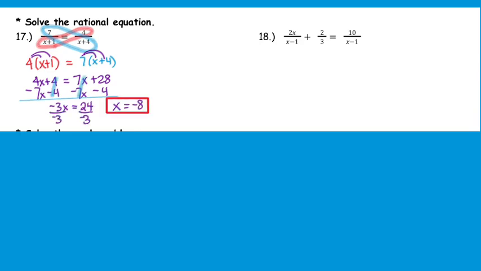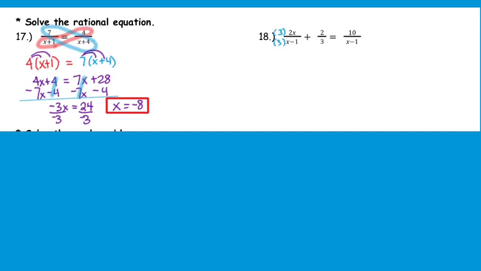And I'll get negative 8. And I could put that in to see if it would make sense. But you can see that it would make sense because 7 over negative 8 plus 1 would be 7 over negative 7, which is negative 1, right? And if you put negative 8 into the other equation, I'll have 1 over negative 8 minus 4, which would be 4 over negative 4, which is negative 1. Negative 1 equals negative 1, so we know we're right.